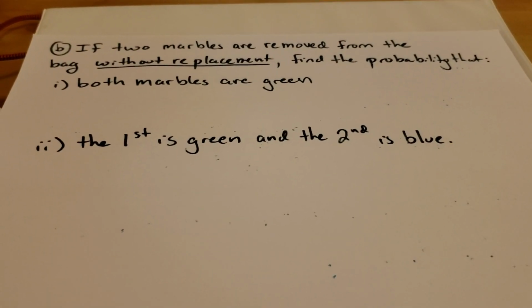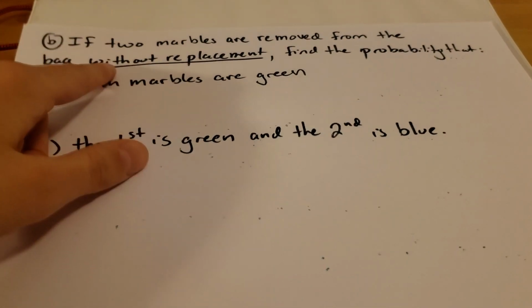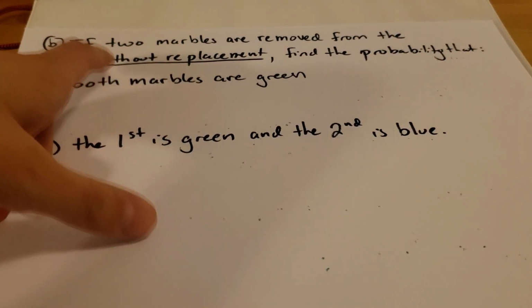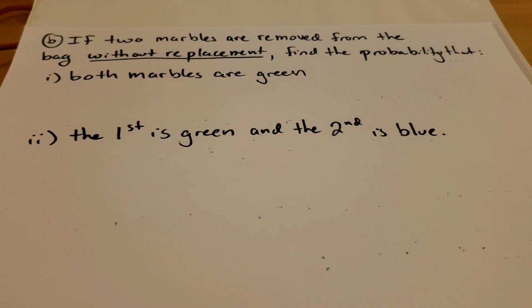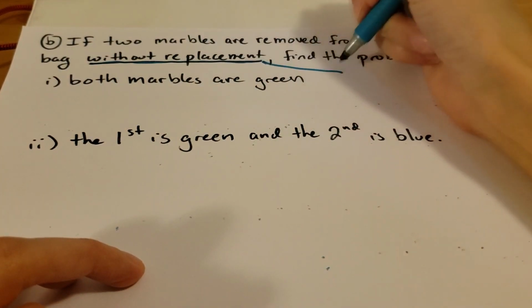Okay, so now we'll take a look at this problem, which is the same thing as the last problem, except now the marbles are being taken out of the bag without replacement instead of with replacement. So the fact that they're telling us it's without replacement now means that we are now dealing with dependent events.